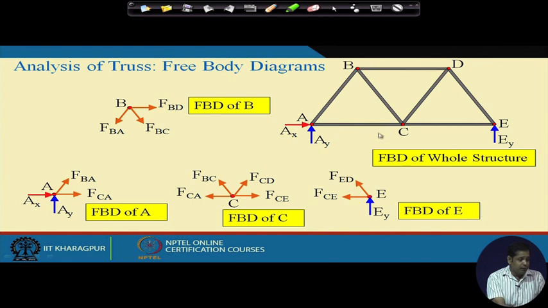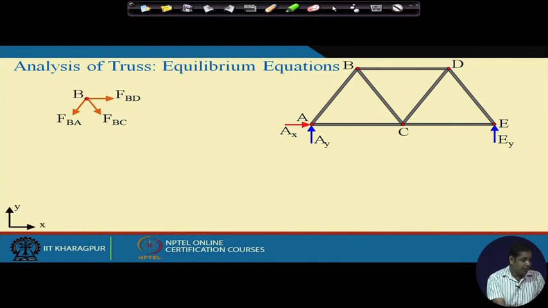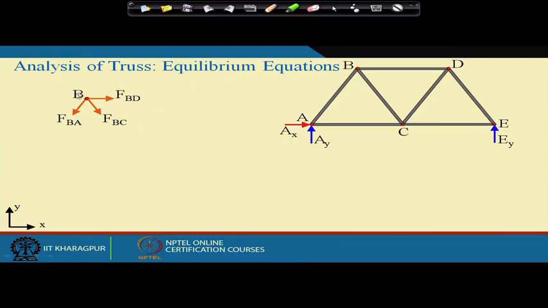Okay. So, these are the free body diagrams of different joints, right. Now, you see this force and this force, when they are connected through member AB, then the forces at A and B will cancel each other, and this will be in equilibrium. Okay. Now, this is how we can draw the free body diagrams of different joints. Once we know the free body diagrams, let us write the equilibrium equations on those free body diagrams. Okay.